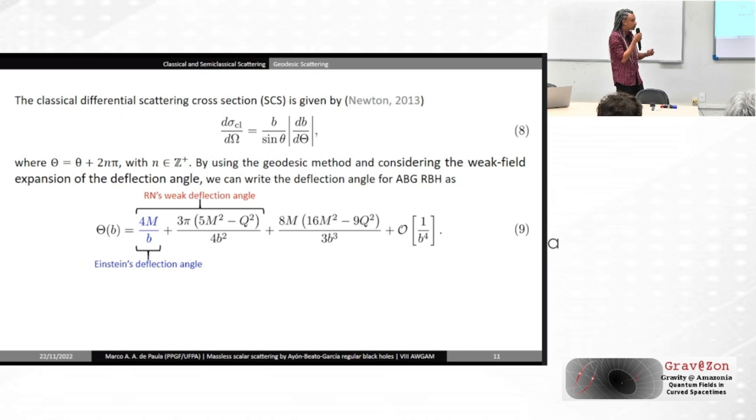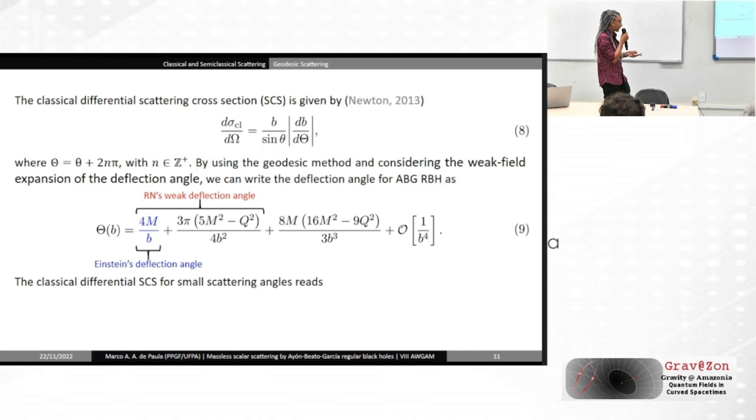But we can see that this third term here is different from the Reissner-Nordström case. And the main reason is that it is due to the higher order contributions of the ABG metric function that affect the terms associated with the charge here.